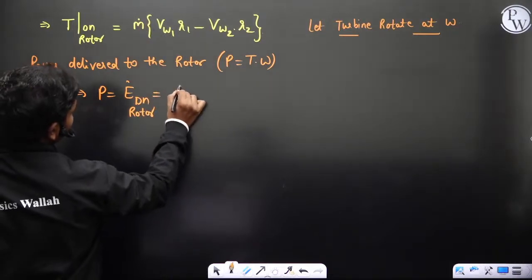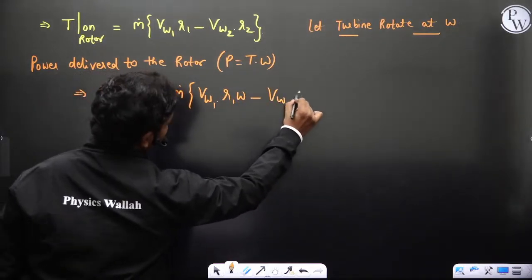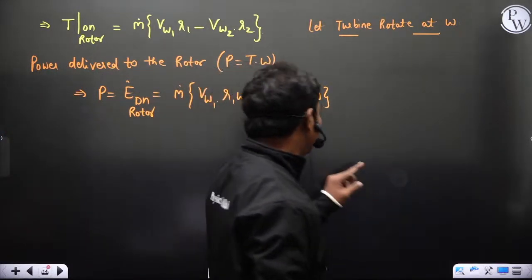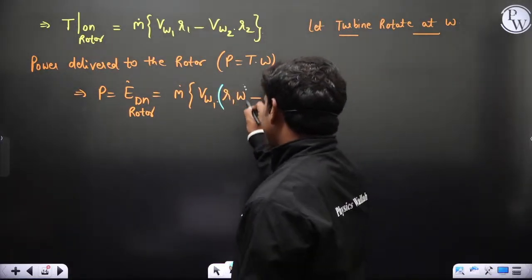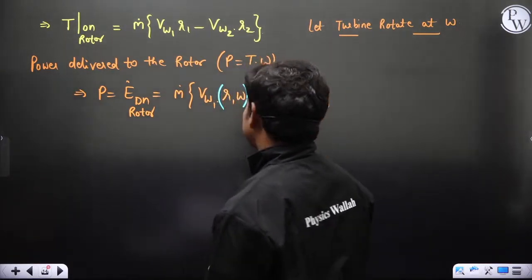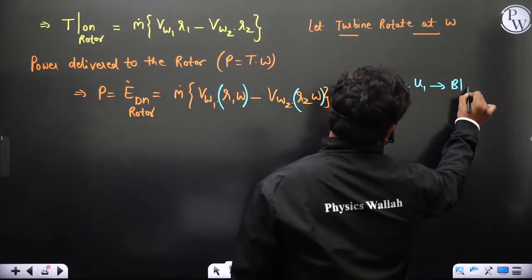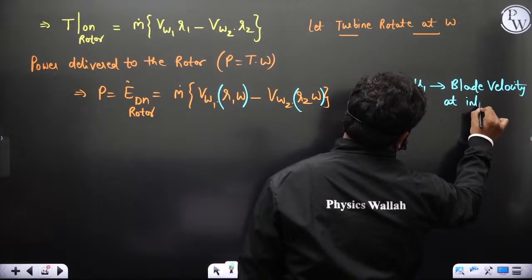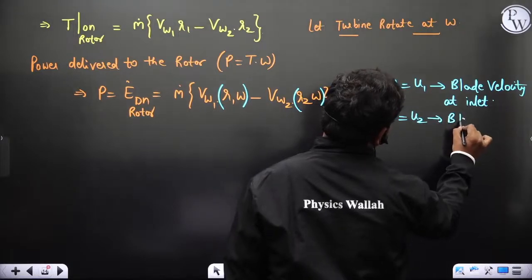So this is m dot into vw1 r1 omega minus vw2 r2 omega. Can I say this, yes or no? Please type in the chat box, can we say that? Now clearly r1 omega is the blade velocity at the inlet, and r2 omega is the velocity at the outlet of the blade. So r1 omega is equal to u1, the blade velocity at inlet, and r2 omega is u2, the blade velocity at outlet.